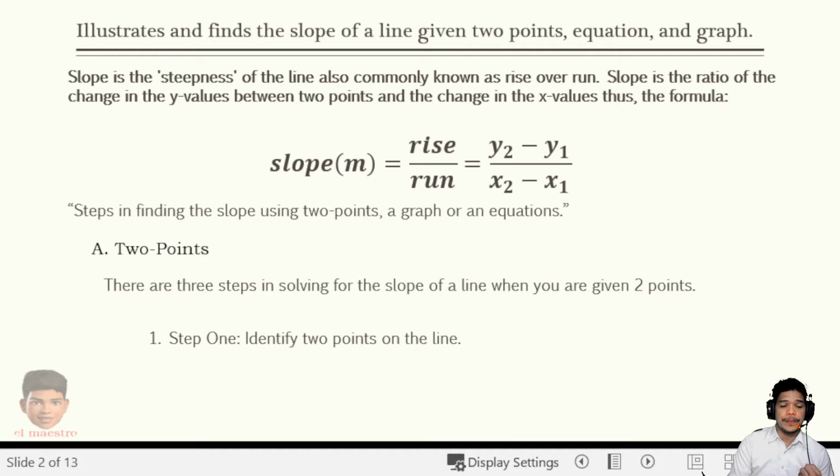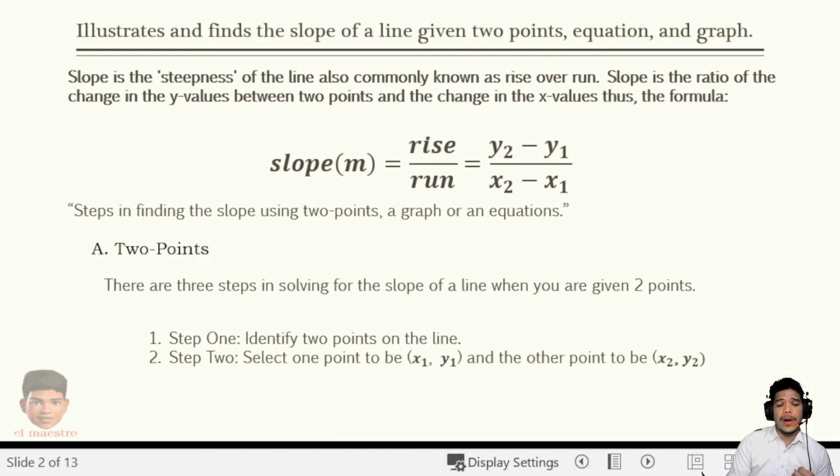Next, step number 2: select one point to be x sub 1, y sub 1, and the other point to be x sub 2, y sub 2. Again, these are the ordered pairs or the coordinate pairs. Since we have 2 points, we have to select one as point 1 and the other as point 2. On point 1, the x is x sub 1 and the y would be our y sub 1. The same goes for point 2: we have x sub 2 and y sub 2.